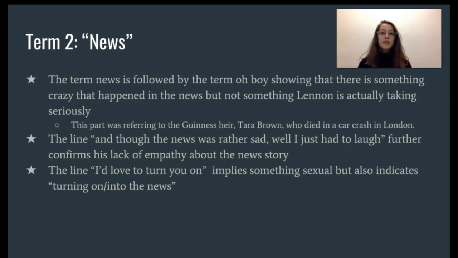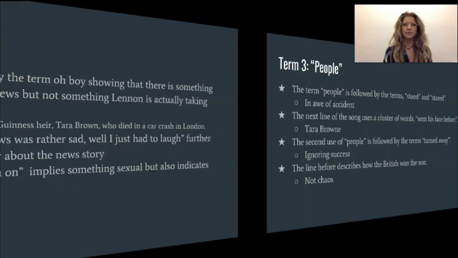The line, "and though the news was rather sad, well, I just had to laugh," further confirms his amusement and lack of empathy to the news story. This kind of adds to the idea that life goes on. In today's society, we see so much news and media that we are desensitized to the tragic stories on the news. The line, "I'd love to turn you on," implies something sexual, but also indicates turning on the news.